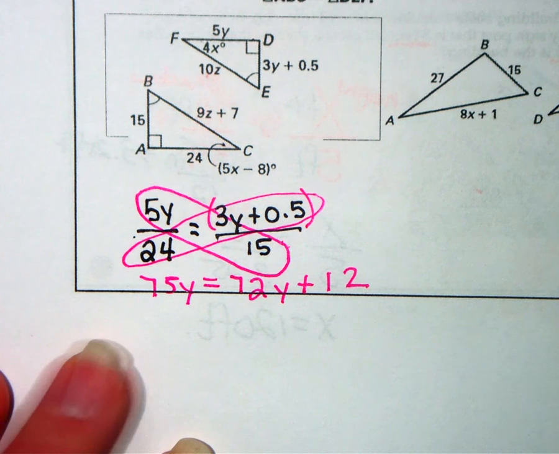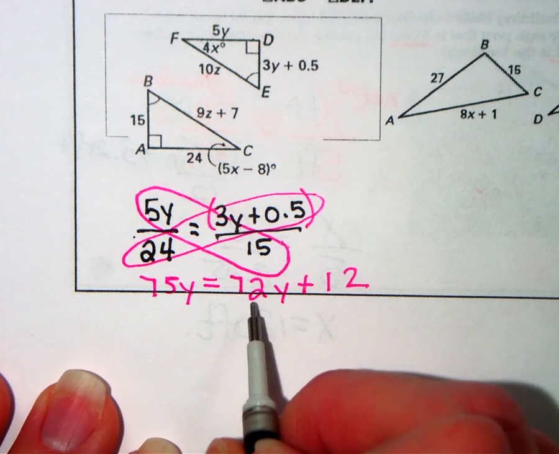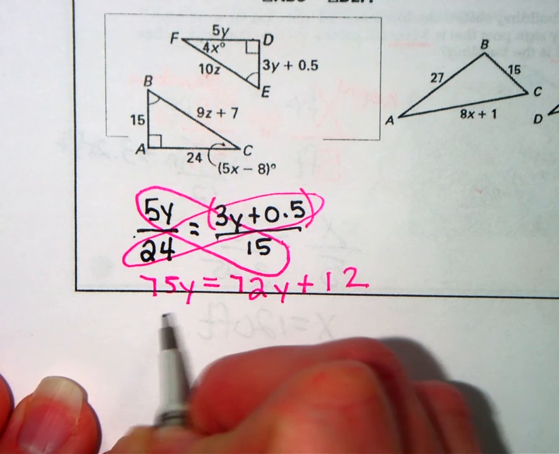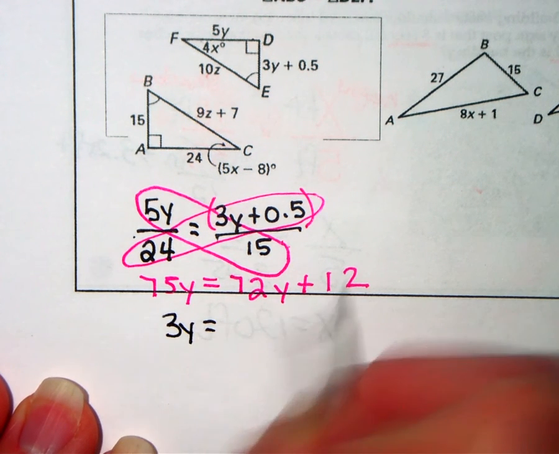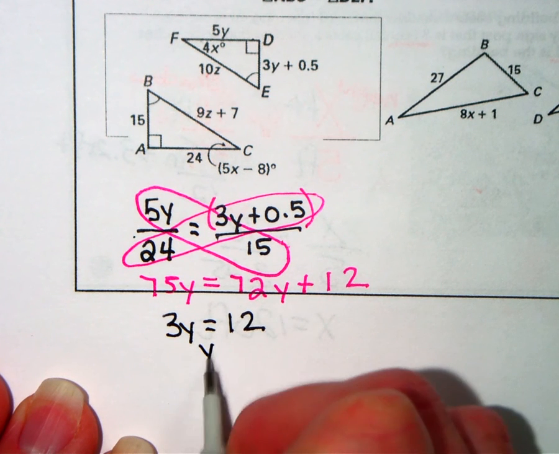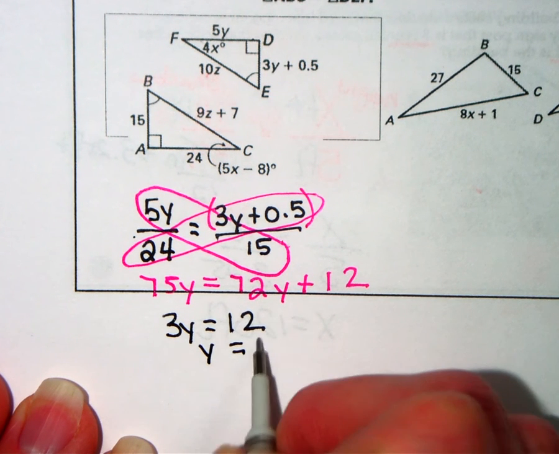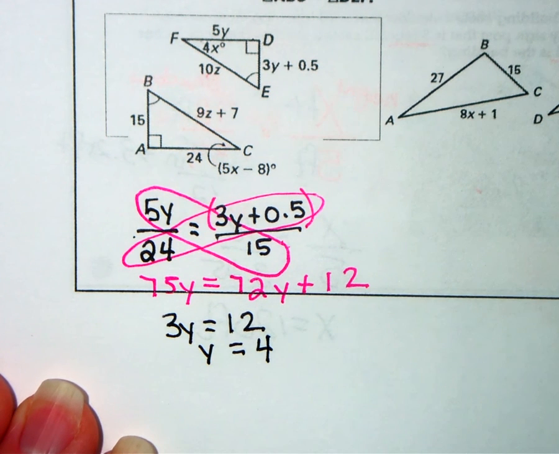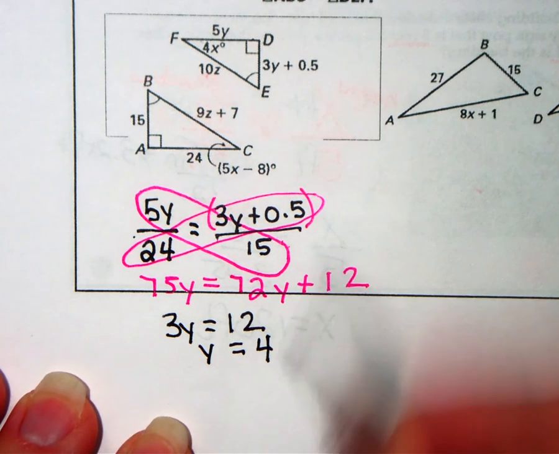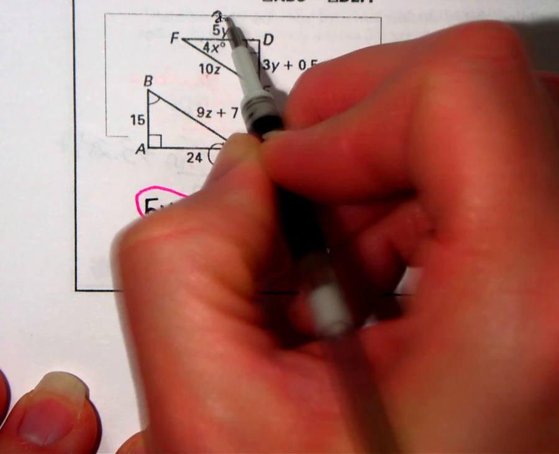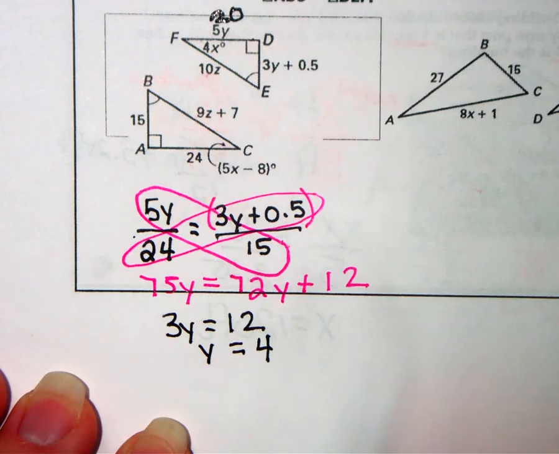Okay, and then we'll go ahead and solve that by subtracting 72y. So if I minus 72y from both sides, I have 3y over here equals 12. So y equals 4. Okay, so then how am I going to find z? Well, to find z, you actually have to put this back in here. So 4 times 5 makes this 20. And now I can go ahead and find my z because I have a number now.